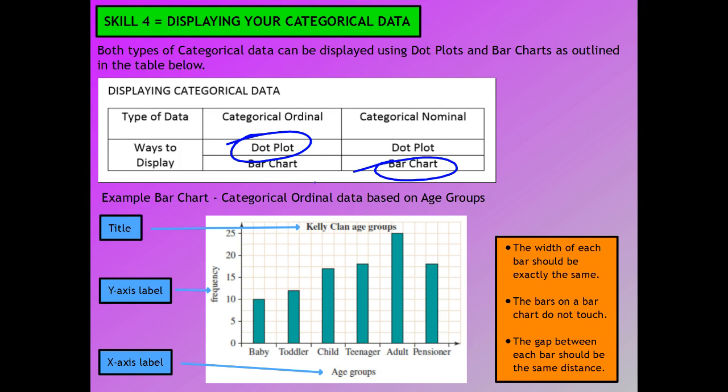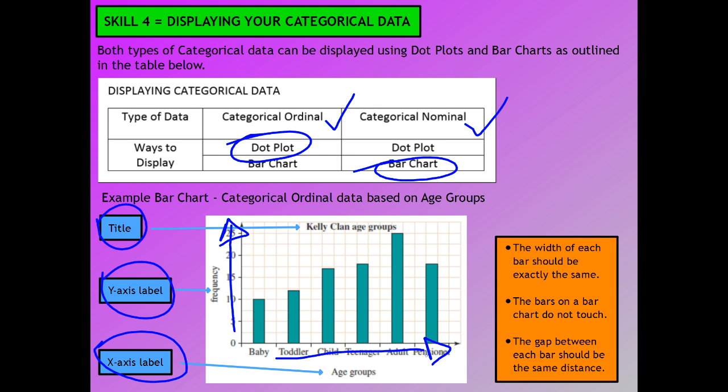Okay, the bar chart applies to categorical ordinal data and categorical nominal data. So here's an example below. It's important that we label our graph with a title. We have a label for the y-axis, which is the one that goes up, and a label for the x-axis, which is the one that goes across.